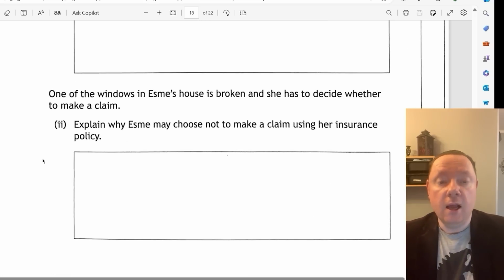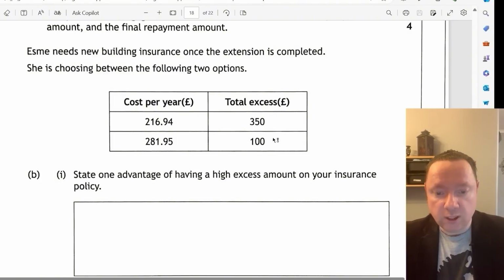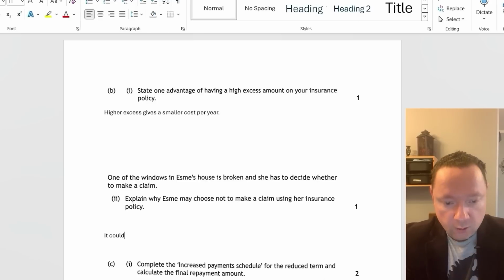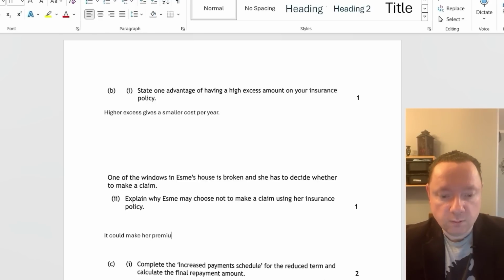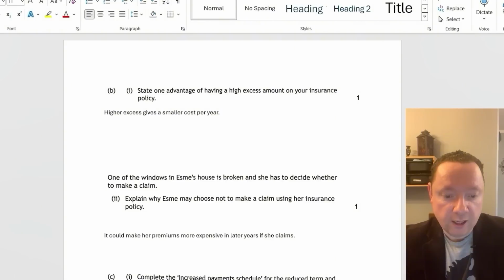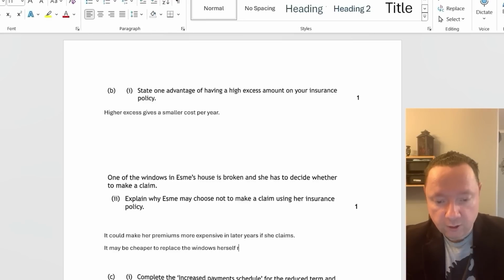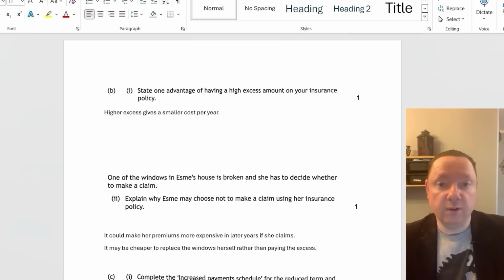There's lots of reasons for that. It might mean that her premiums go up in later years because she's made a claim, or it might be because the excess is too high and it's cheaper just to fix a window without making a claim. It could make her premiums more expensive in later years if she claims. Or maybe you would say that it may be cheaper to replace the windows herself rather than paying the excess. Could be something like that as well.